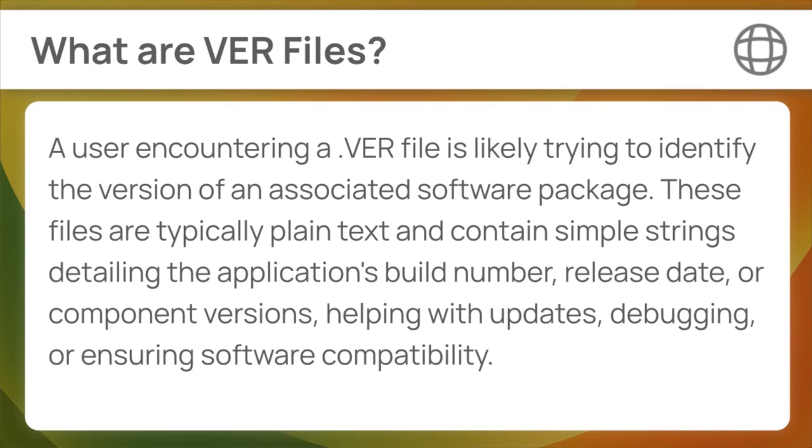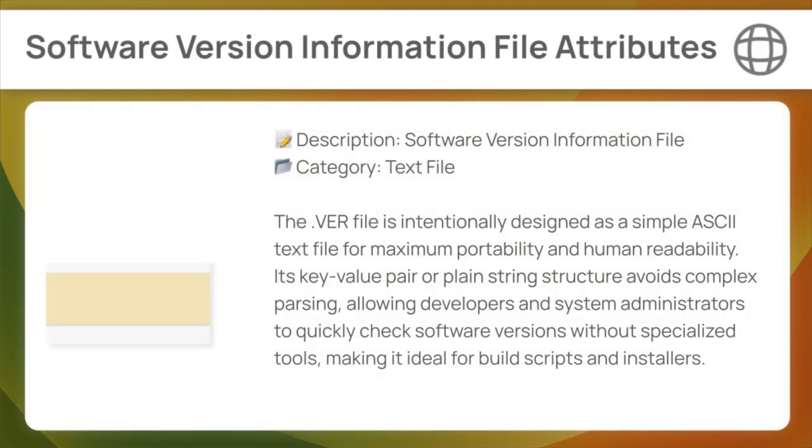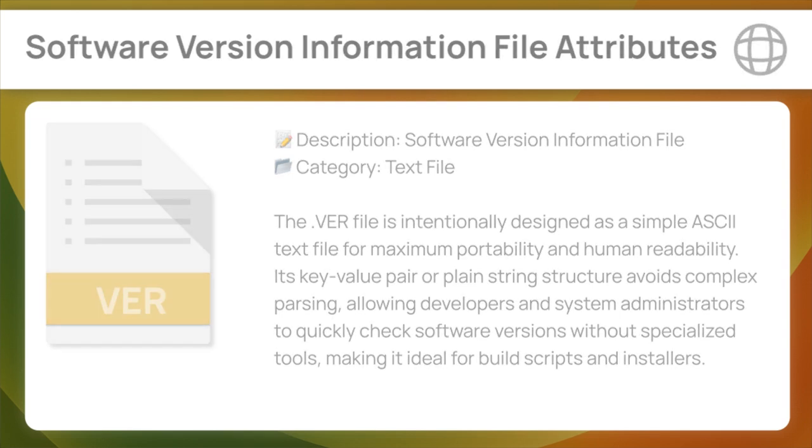A user encountering a VER file is likely trying to identify the version of an associated software package. These files are typically plain text and contain simple strings detailing the application's build number, release date, or component versions, helping with updates, debugging, or ensuring software compatibility. The VER file is intentionally designed as a simple ASCII text file for maximum portability and human readability. Its key value pair or plain string structure avoids complex parsing, allowing developers and system administrators to quickly check software versions without specialized tools, making it ideal for build scripts and installers.